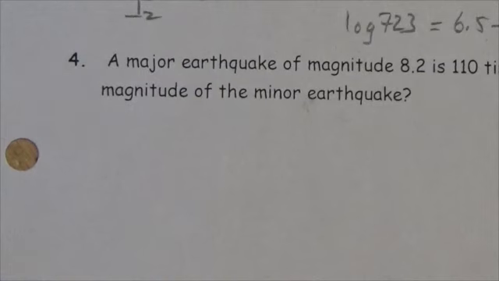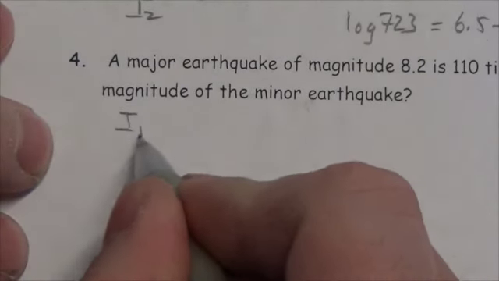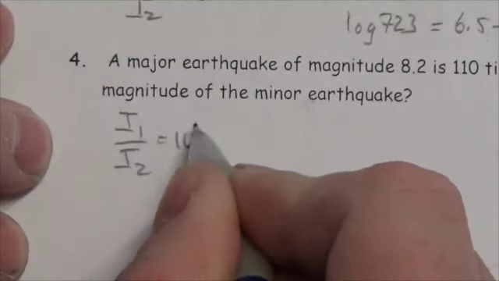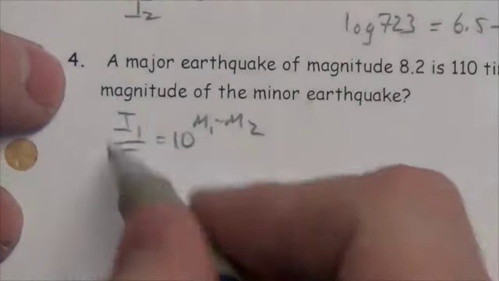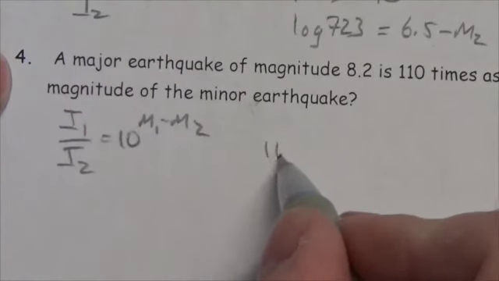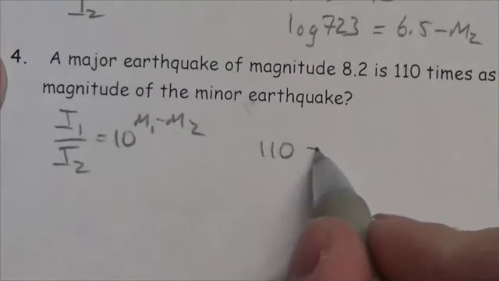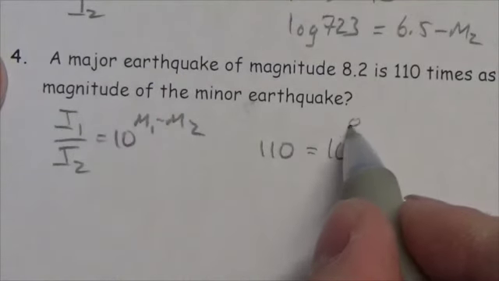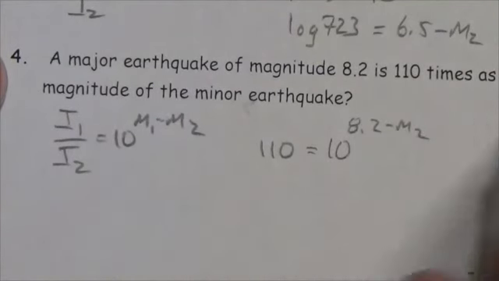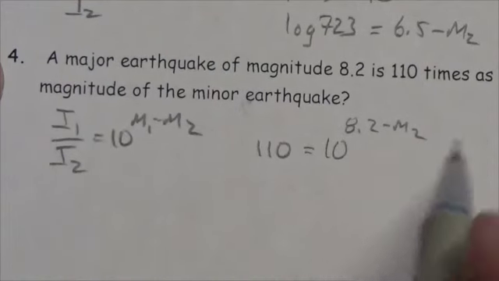A major earthquake of magnitude 8.2 is 110 times as intense as a minor earthquake. What is the magnitude of the minor earthquake? Okay, and this question here is very similar to the one that we just did. So again, we've got the comparison of the two intensities here. And in this case, again, we know this comparison. We know that the larger quake is 110 times as intense. So the ratio I1 to I2 is 110. The larger quake is 8.2 on the Richter scale. And what we're looking for is the magnitude of that second quake there.